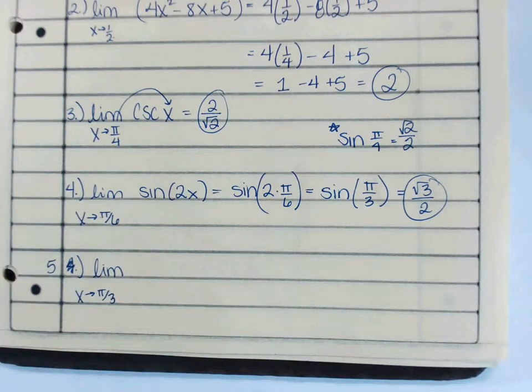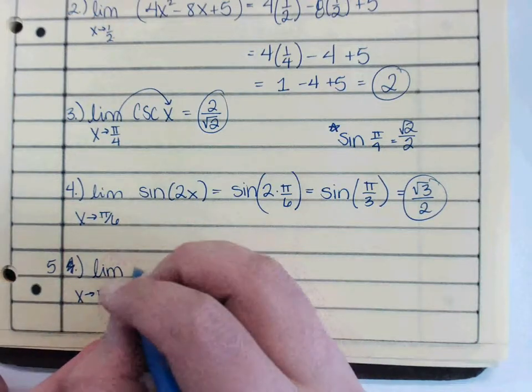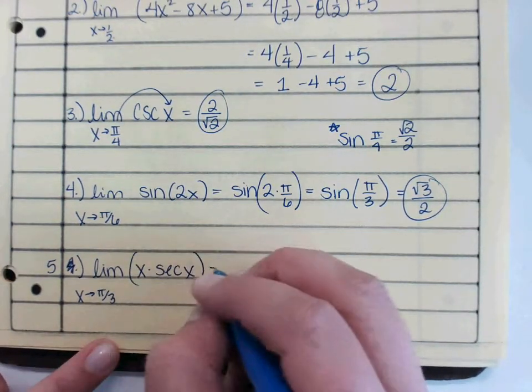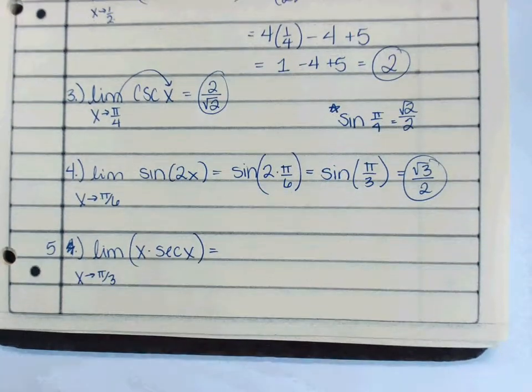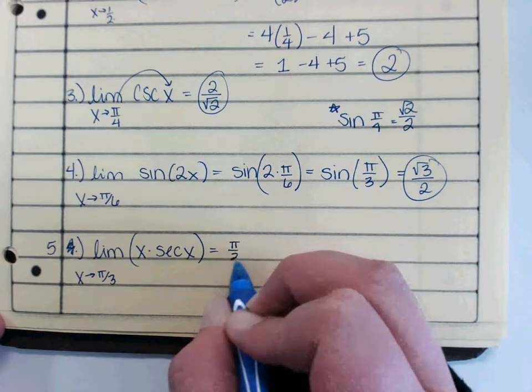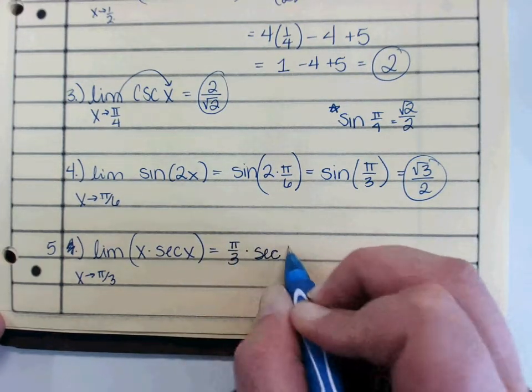Okay, number 5, limit as x approaches pi thirds of x secant x. Now remember, just like on the quadratic, if there are multiple x's, I'm just plugging that value into multiple places. So I'm going to find pi thirds times secant pi thirds. So you just have an extra little thing in front of your secant.